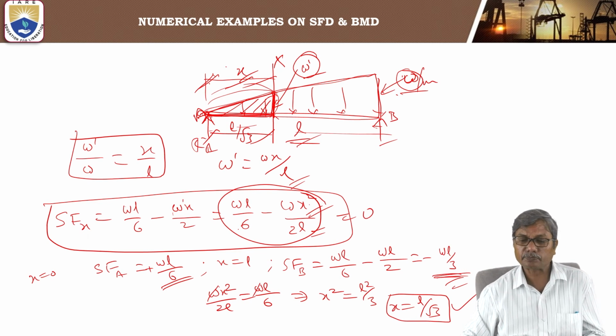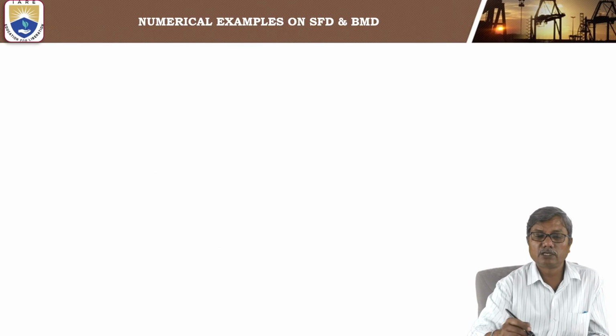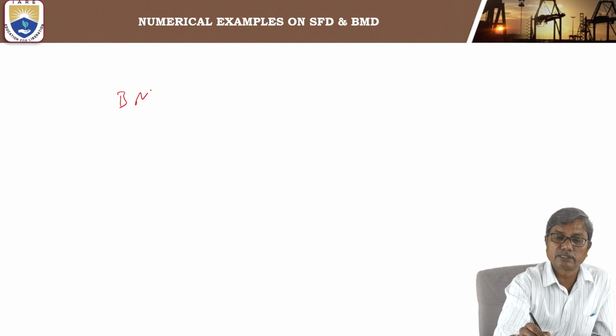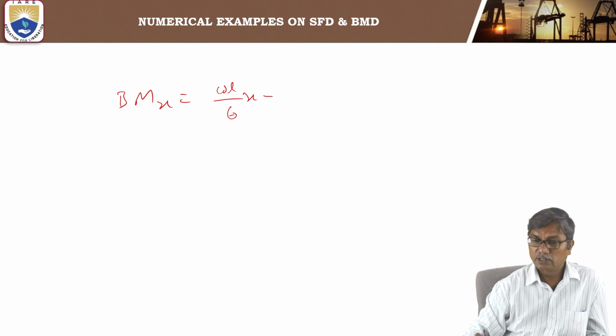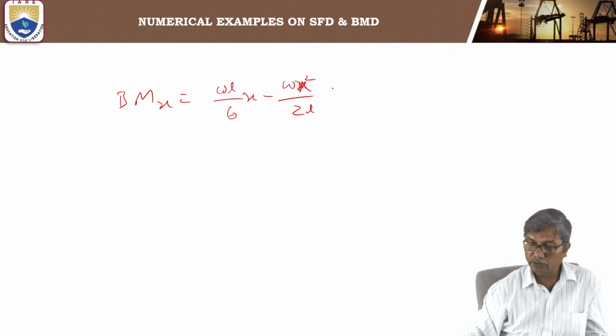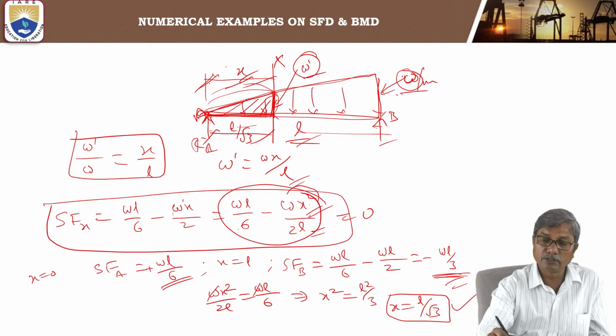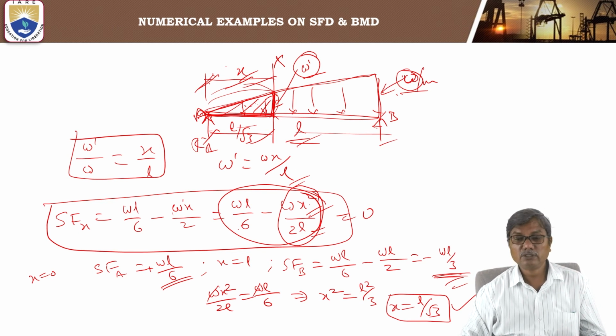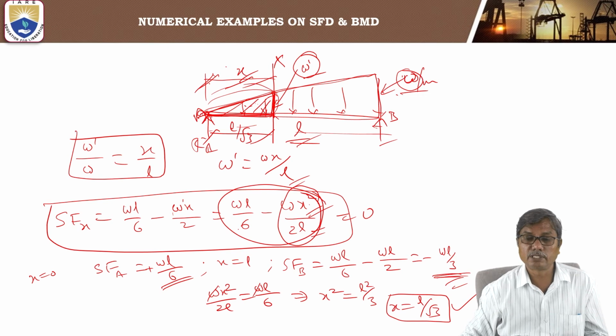Okay. And how about the bending moment now? Bending moment at x is RA into x, WL by 6 into x minus WX square by 2L. What is that WX square by 2L? This term, WX square by 2L, is the total load, the total UVL, uniformly varying triangular load.